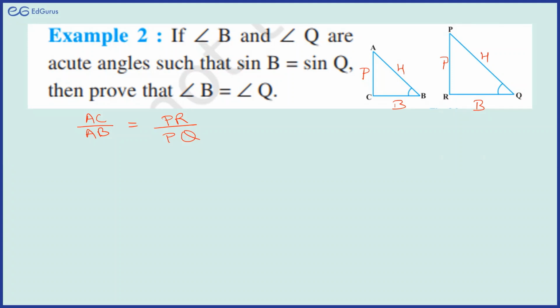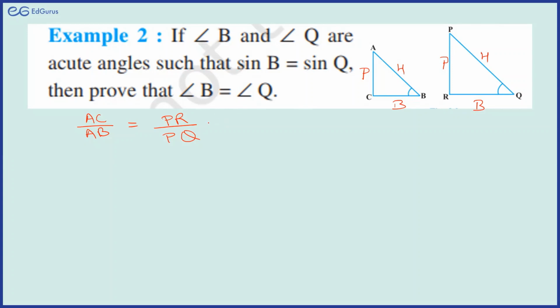And we have to prove that angle B is equal to angle Q. Now this is like the inverse of what we were saying earlier. Earlier we were saying that when the angle is the same, the ratios are the same irrespective of the length of the sides. Now the ratio of the sides is given, and we are trying to prove that B is equal to Q.